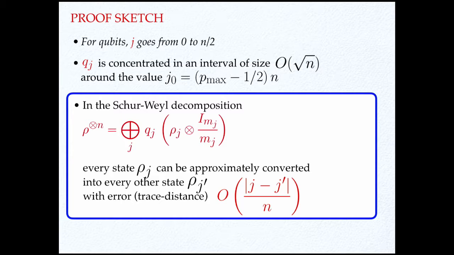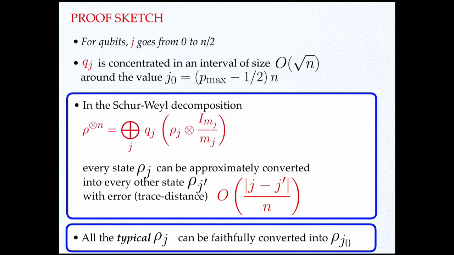So you see where this is going. By Schur-Weil concentration, we can stay in an interval of size square root of n. So if the difference is at most square root of n, this error will go to 0 as 1 over square root of n, because we get square root of n over n. So this tells you that all the typical states, rho j, are pretty much equivalent, information theoretically, to the rho j0, to the single block that is in the center of the probability distribution. So this is, I think, really the most interesting result that we had in this paper. And let me comment a little bit more.